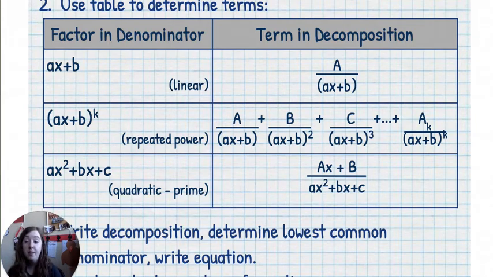Now, if you have something that's quadratic and it's prime, and what I mean by prime is that it's not factorable, you're going to have Ax plus B in the numerator for that term.